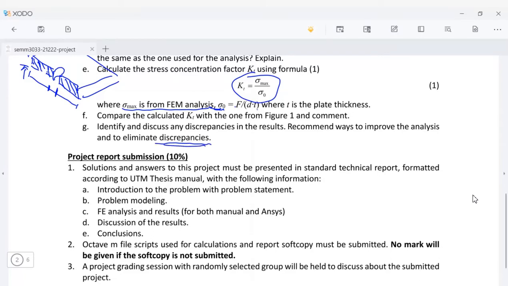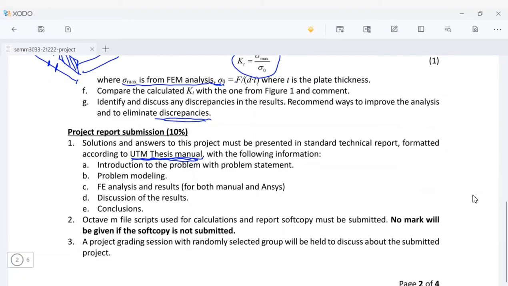Report project submission. Solution and answer to this project must be presented in standard technical format, formatted according to the UTM thesis manual. I'll give you a copy of the thesis manual later, so you can see how to use this. Maybe I can talk a little bit about how to use the UTM thesis manual. By the way, I think after this you'll be going for your industrial training, kan? Then after that you'll be starting your PSM. Anyway, it's good to have an early start on how to use the template of your thesis.